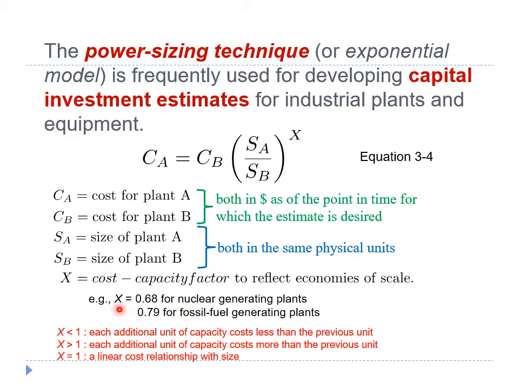For example, X equals 0.68 for nuclear generating plants, and it takes a value of 0.79 for fossil fuel generating plants. X less than 1 indicates decreasing economies of scale, which means each additional unit of capacity costs less than the previous unit. X greater than 1 indicates increasing economies of scale, which means each additional unit of capacity costs more than the previous unit. And X equals 1 indicates a linear cost relationship with size.